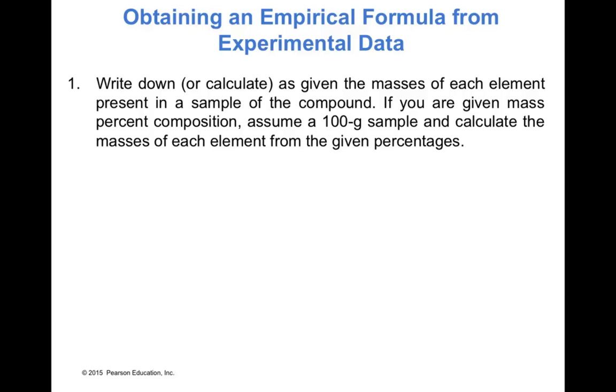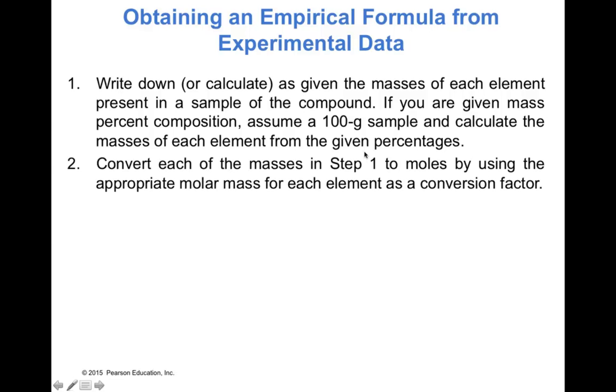These are some rules or steps to determine the empirical formula from experimental data. First, write down as given the masses of each element present in a sample of the compound. If you are given a mass percent composition, assume a 100 gram sample and calculate the masses of each element from the given percentage. Then convert each of the masses, from step 1, to moles, as I mentioned before, by using the appropriate molar mass for each element as a conversion factor. So that way, when you use the molar mass, you will have the moles.